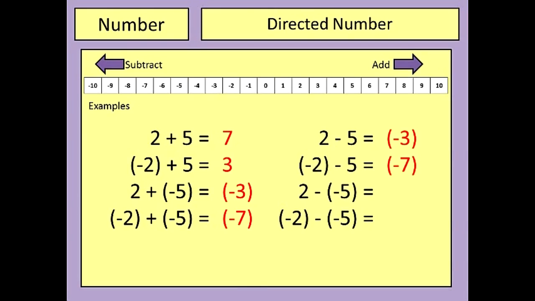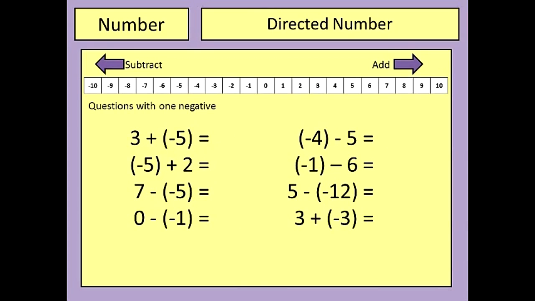And then 2 take away negative 5, I'm going to start on positive 2, turn and face the subtract direction, and then slide backwards 5 spaces, putting me on positive 7. Negative 2 take away negative 5, I'm going to start at negative 2, I'm going to turn and face the subtract direction and move backwards 5 spaces, leaving me on positive 3.